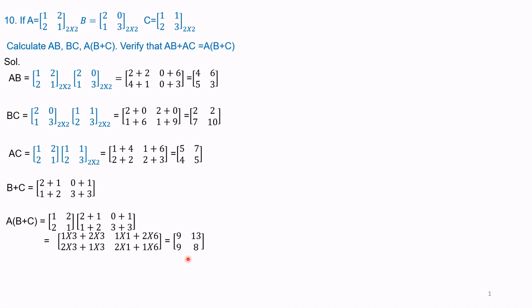Now AB plus AC we have to find out. Therefore AB we have calculated, 4, 6, 5, 3 here, plus AC, 5, 7, 4, 5 is written, and added. AB we have added with AC. We get 9, 13, 9, 8. Comparing this equation, A into (B plus C) and AB plus AC, we see that AB plus AC is equal to A into (B plus C). Left hand side is equal to right hand side.